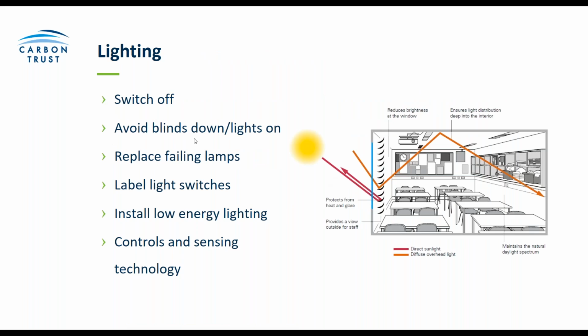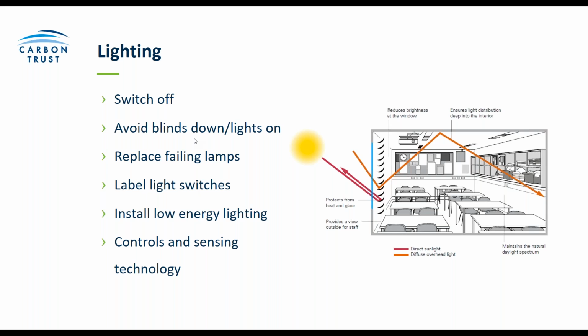The next area that we will look at is lighting. And lighting typically accounts for around 10% of the total energy used in schools. And there's often, as mentioned earlier, quite significant scope to reduce this even further. Normally with quite short paybacks on any investment required as well. So the first thing we would look at with lighting would just be to make sure that any lighting that's not required is switched off.